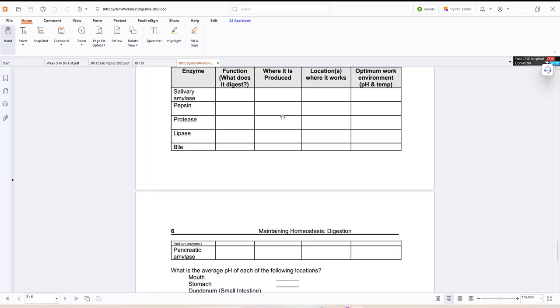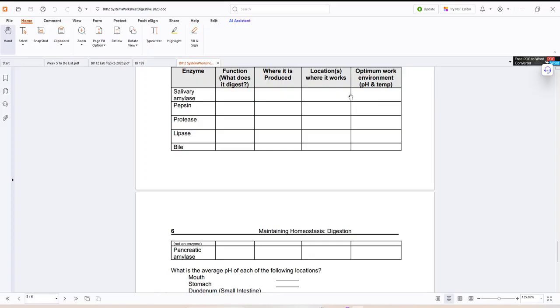For example, salivary amylase is produced in the salivary glands, but it doesn't work in the salivary glands, it works in your mouth. It's secreted in your saliva, and it works when you're chewing in your mouth. So the location where it works is different from where it's produced.